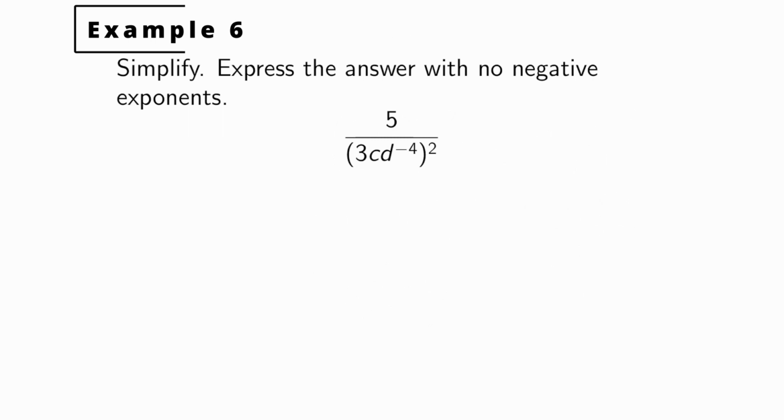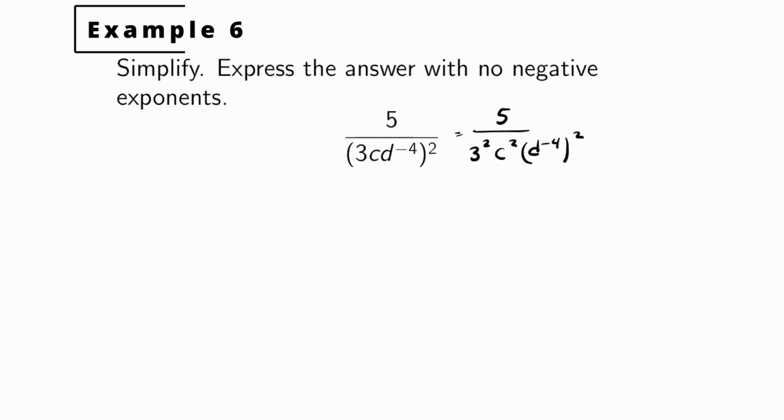Here's our final example. You might say, okay, well, we have this negative exponent in here in the parentheses. Can we simplify that? There's something we could do here, but the easiest thing to do is just to apply this second power to each factor. So let's do that first. We get this 5, we can just leave it alone. We're going to get 3 squared, c squared, and then d to the negative 4th squared.